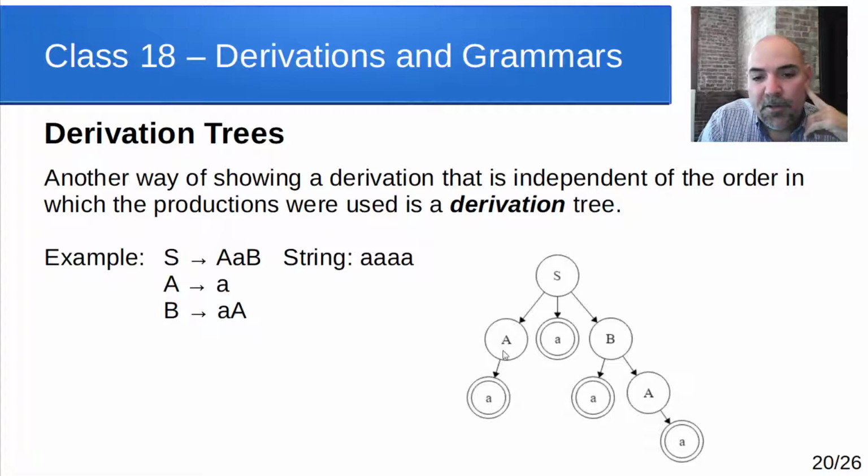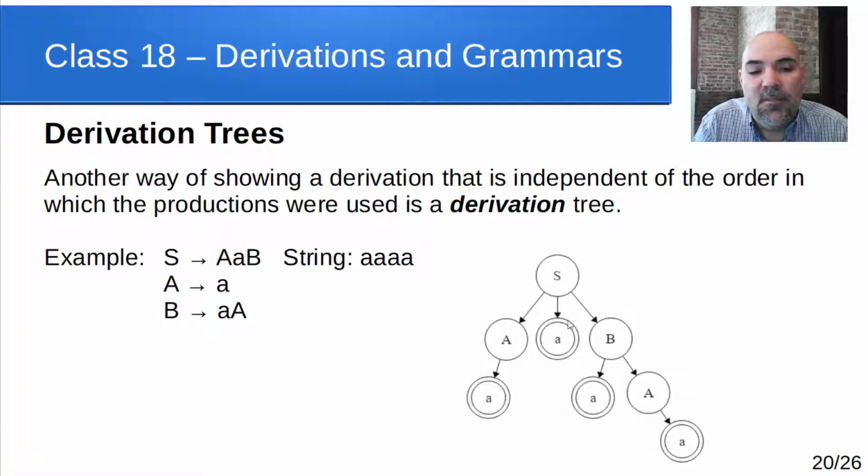And in this particular case, if we're doing a left sentential form, A would get expanded first. And then if we get a right sentential form, B gets expanded first. So A, B, it doesn't matter. A is eventually going to go to A, B is eventually going to go to A. So in this case, the derivation tree doesn't show which one we did first. It just shows what they eventually did.